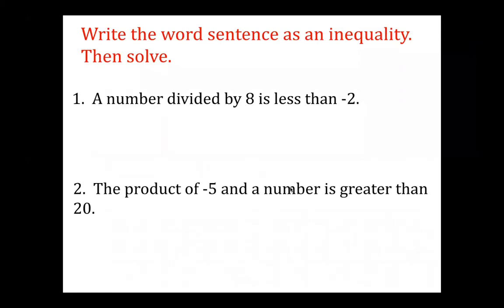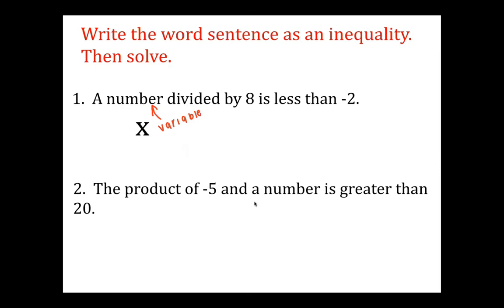Here are two last examples that we're going to be doing. We're going to write the word sentence as an inequality and solve. First, we have a number divided by 8 is less than -2. So whenever they say a number and don't specify what number it is, we can assume that this is an unknown variable. So choose whatever variable you'd like. I'm going to go for x.